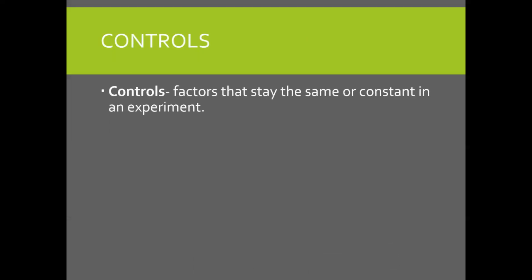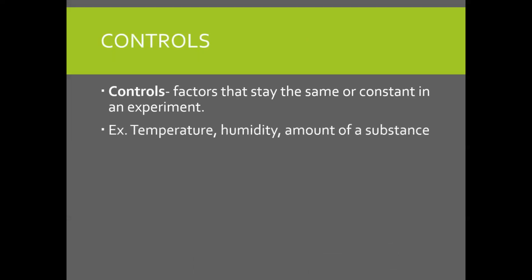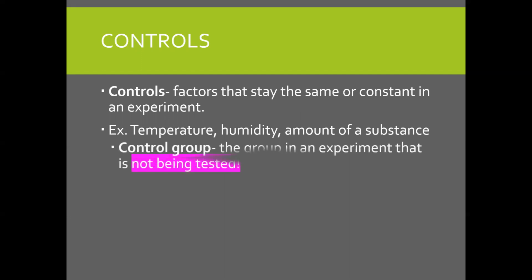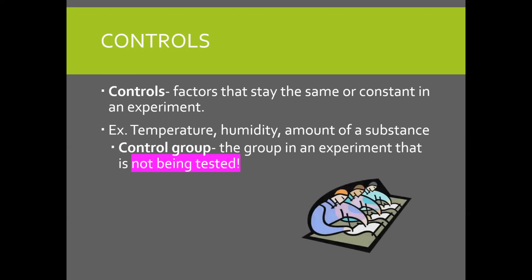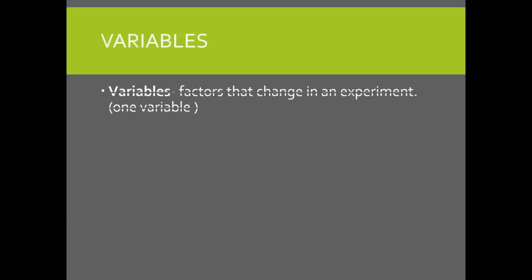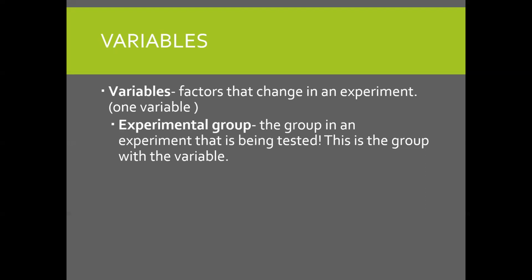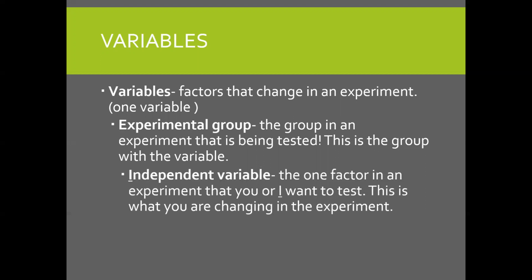So controls are factors that stay the same or constant in an experiment. So for example, temperature, humidity, amount of a substance. If we're growing plants, the controls are going to be the temperature, humidity, amount of soil, number of seeds, amount of water. It's the group in an experiment that is not being tested. And since variables are factors that change in an experiment, we want to have one variable to test. An experimental group is the group in an experiment that is being tested. This is the group with the variable.